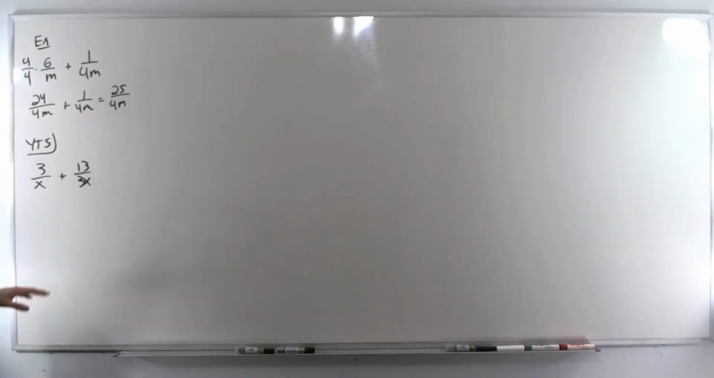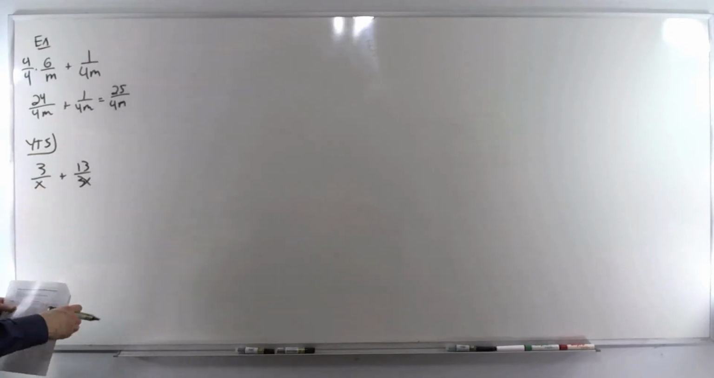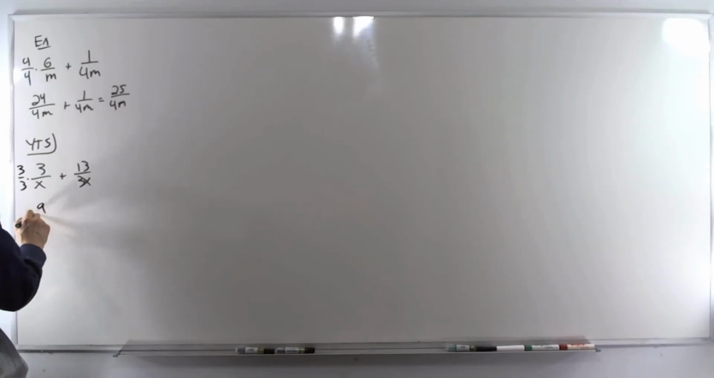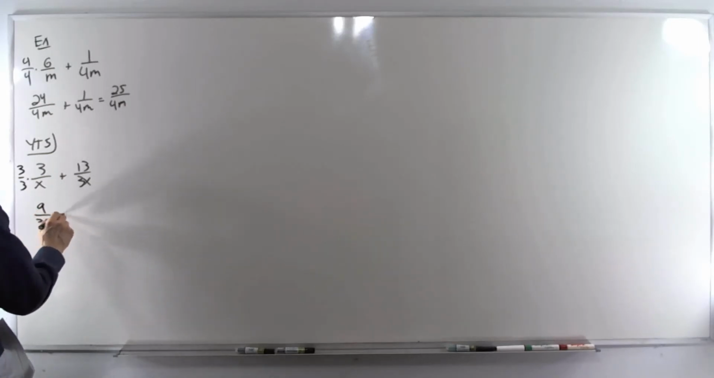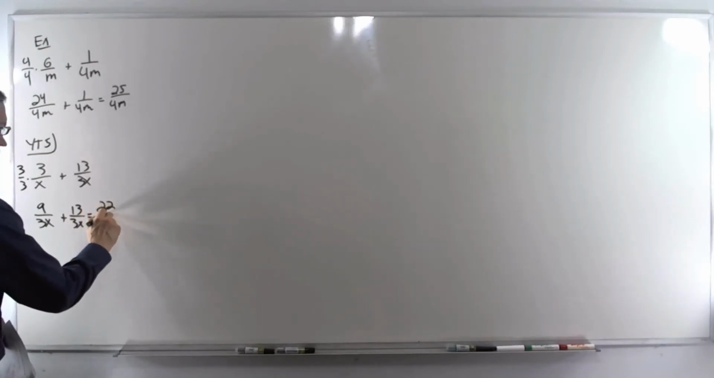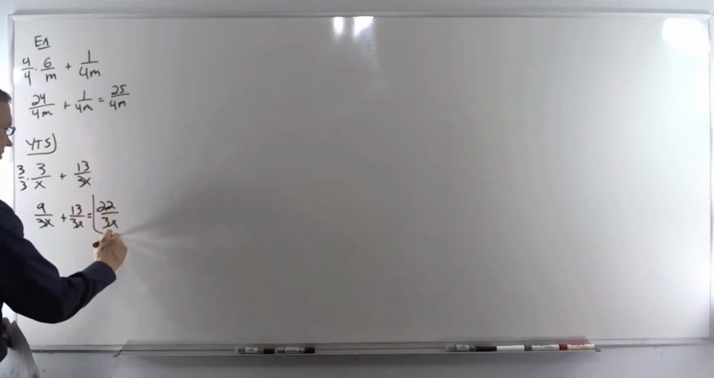So basically the same situation here. Got an extra number over here, it's missing over here, so we're going to multiply the first fraction by 3 over 3. So we get 9 over 3x plus 13 over 3x, and that gives us 22 over 3x.